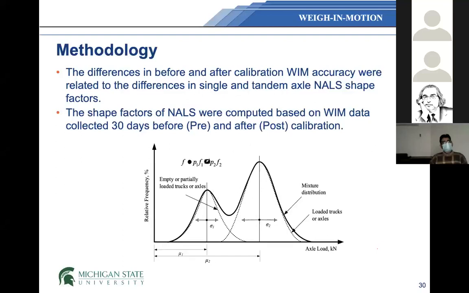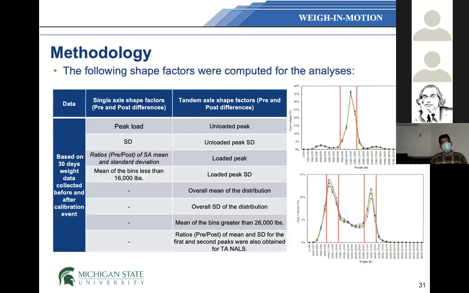And I have done a lot of research on this topic. We can model these using a mixture of two normal distributions, or a log normal, normal, or gamma distribution. We can combine two distributions. Now, what we are trying to do here is we have 30 days of data before calibration and 30 days of data after calibration. So we can get a load spectra and compare that with the accuracies to see if there is a change. We looked at different shape factors for load spectra. One of them is the mean being greater than 26,000.